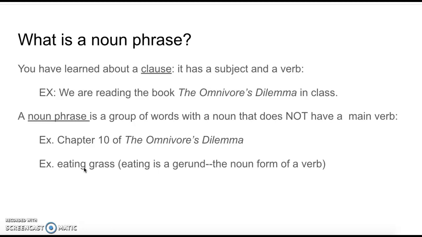When you have -ing alone, you either have an adjective or you have a gerund. And this is a gerund. A gerund is the noun form of a verb. So eating grass is a noun phrase.